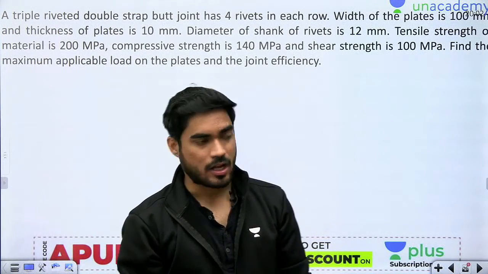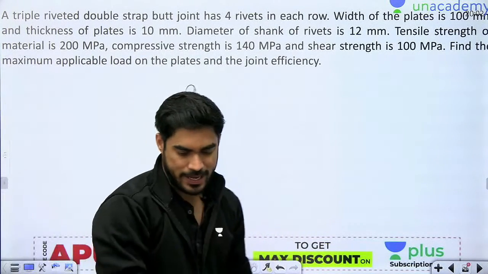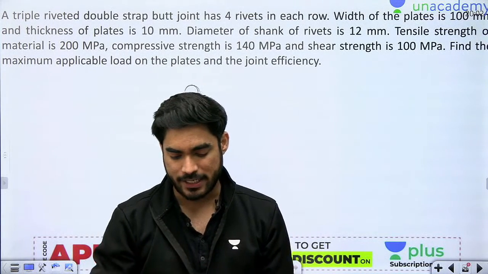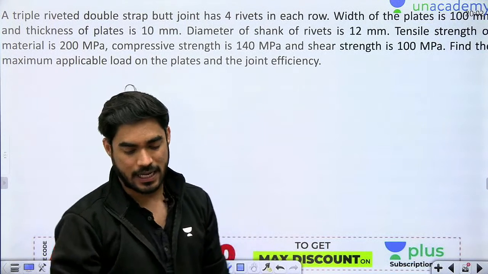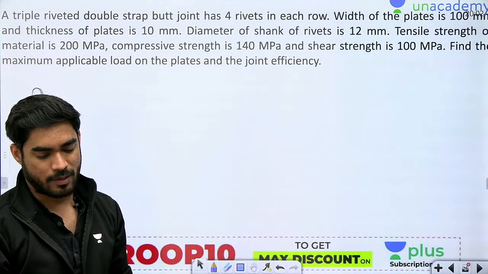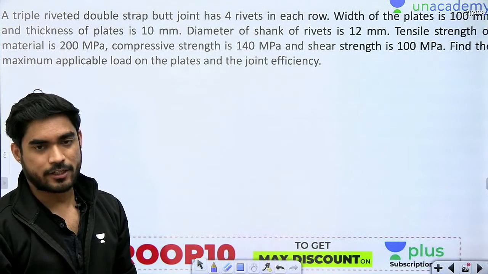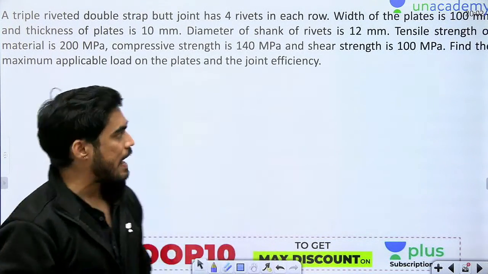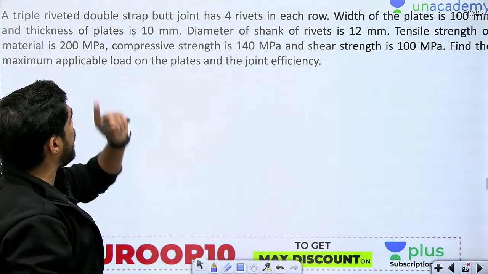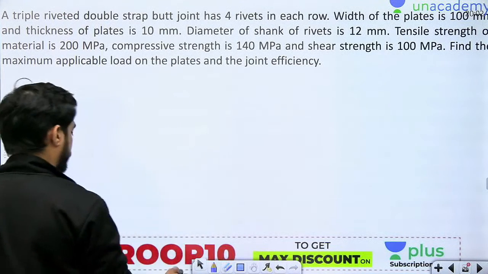Solve this problem beta. Find the maximum applicable load and joint efficiency. So what you will do to find maximum applicable load? In order to find maximum applicable load, you need to first calculate PS, PT, PC separately. We have a triple riveted double strap butt joint. So calculate all three, PS, PC, PT.